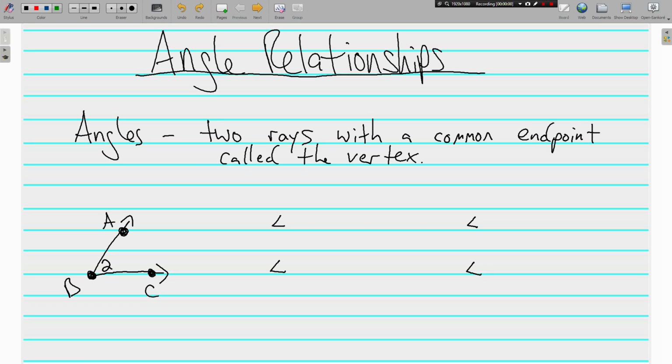Welcome back. This is Mr. Tipton, and today we are talking about angle relationships. Unit 9 is all about different angle things, and we've got a few relationships to look at today.